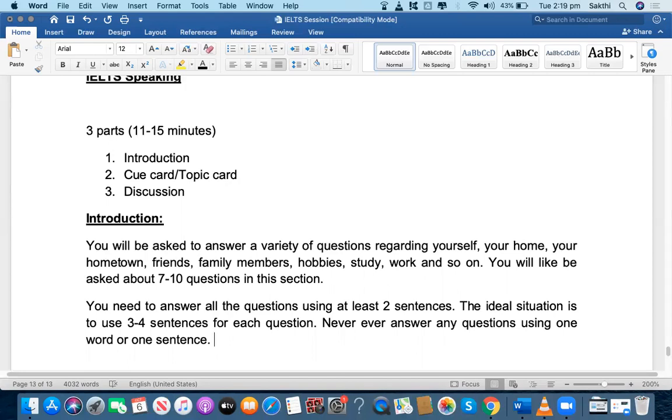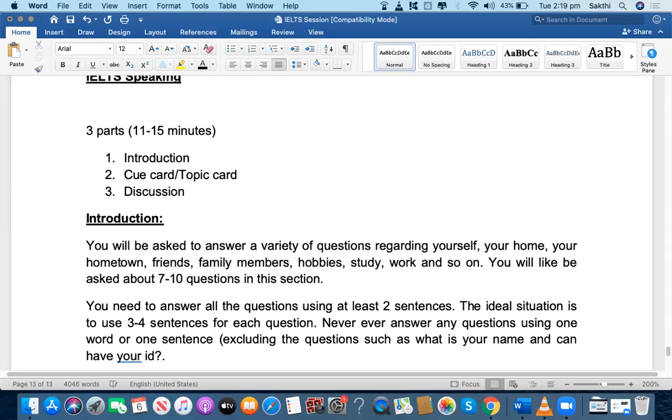Apart from the introductory questions, where they ask you what's your name and can I have your ID, that's it for those questions. Excluding questions such as what is your ID number and can I have your ID, please, except these questions, you need to answer using at least 3 to 4 sentences.